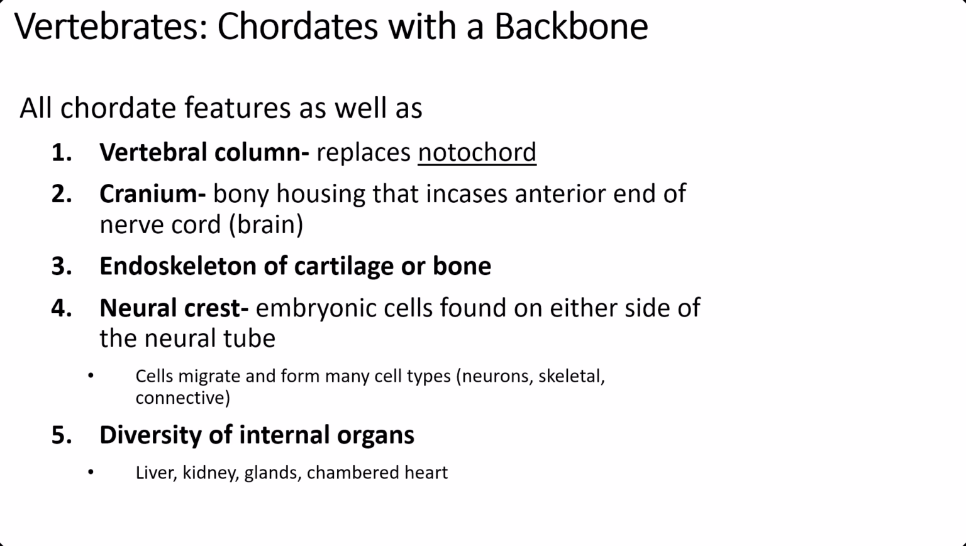So then some chordates do have a backbone. Vertebrates are chordates with a backbone. The vertebral column replaces the notochord. The cranium is the bony housing that encases the anterior end of the nerve cord, so that encases the brain. They have an endoskeleton of cartilage or bone. They have a neural crest, which is embryonic cells found on either side of the neural tube, and those cells migrate and form many other cell types like neurons or skeletal tissue or connective tissue. And then vertebrates also have more diversity of their internal organs. So, for example, we have a liver and a kidney and various glands and a multi-chambered heart.